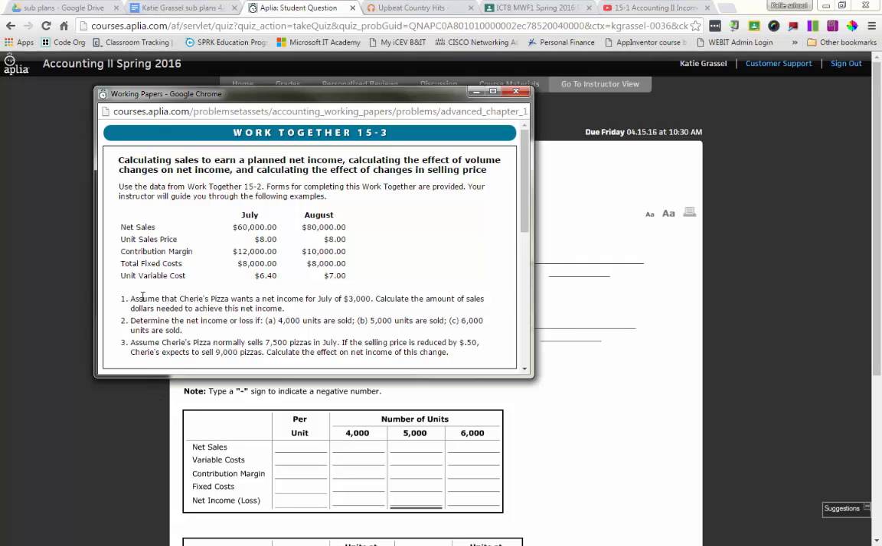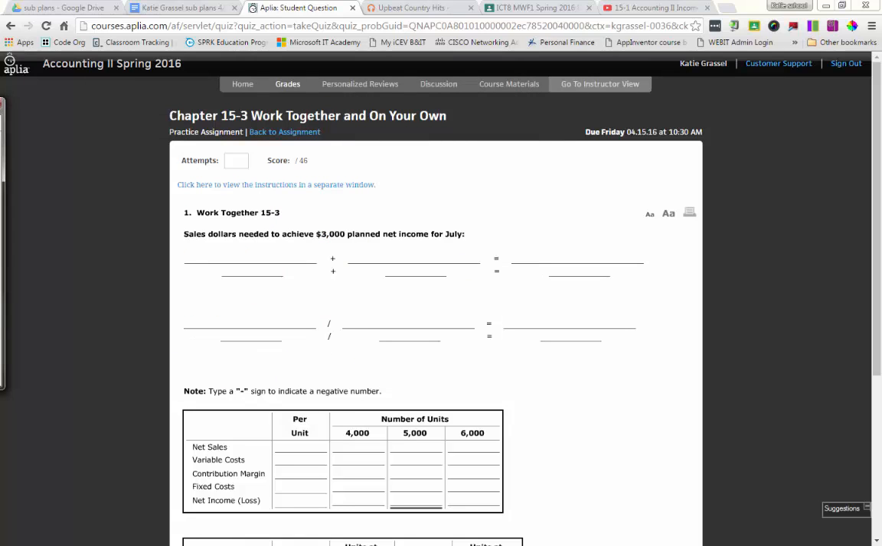So we said right here, instruction number 1, assume Cherry's wants a net income for July of $3,000. If they say this is how much money I want to make, we have to calculate the amount of sales dollars needed to achieve this net income. In order to do that, mathematically, we take our total fixed cost, which was $8,000, and we add our planned net income of $3,000. When we do that, we get our required contribution margin, and that's going to be $11,000.